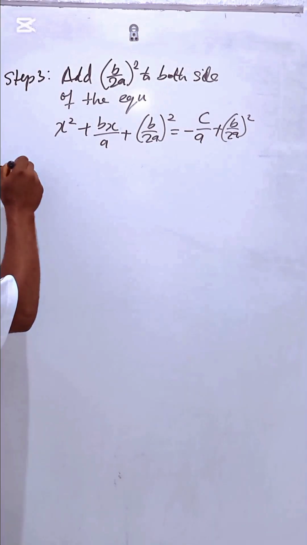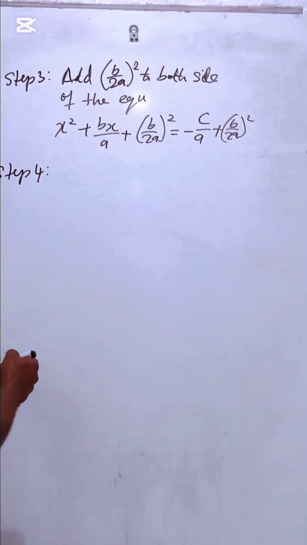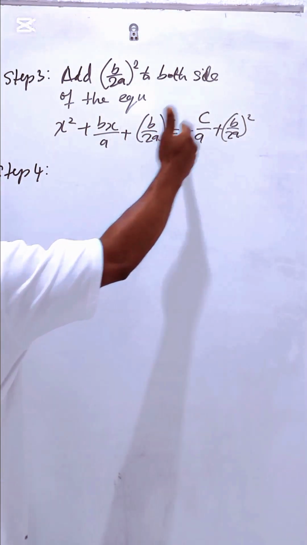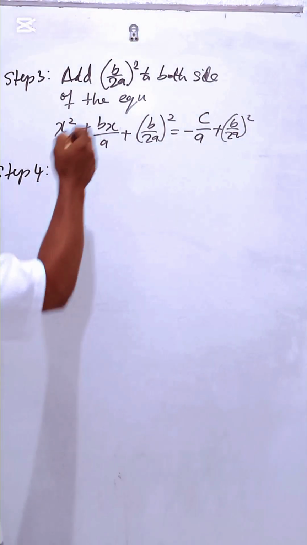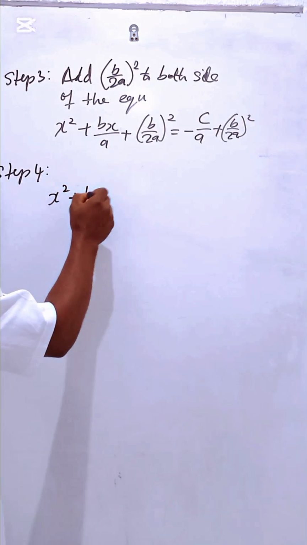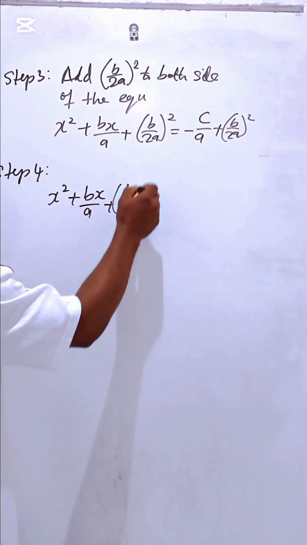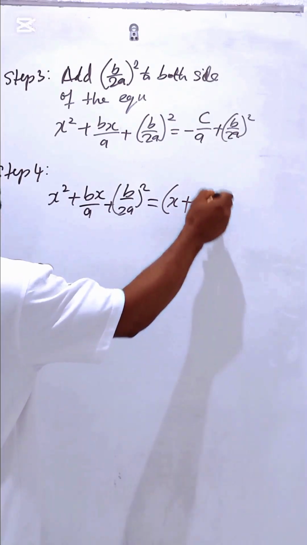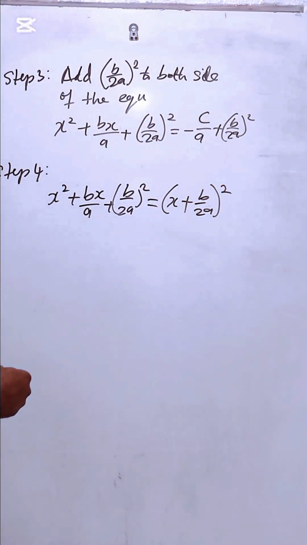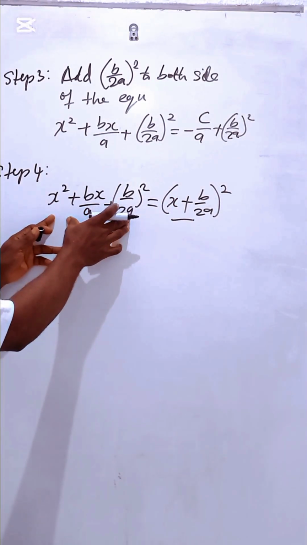So step 4, I will factorize the expression on the left side of the equality sign and then simplify the expression on the right side of the equality sign. So this expression becomes x squared plus bx over a plus b over 2a squared is equal to x plus b over 2a squared. Now you can see that we have a value that can multiply itself to get this value.